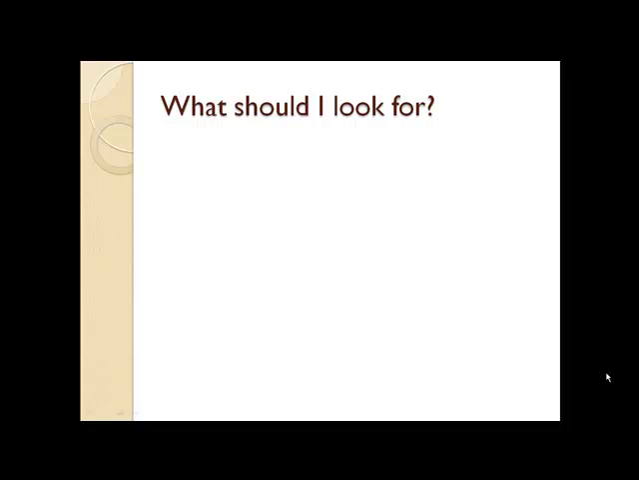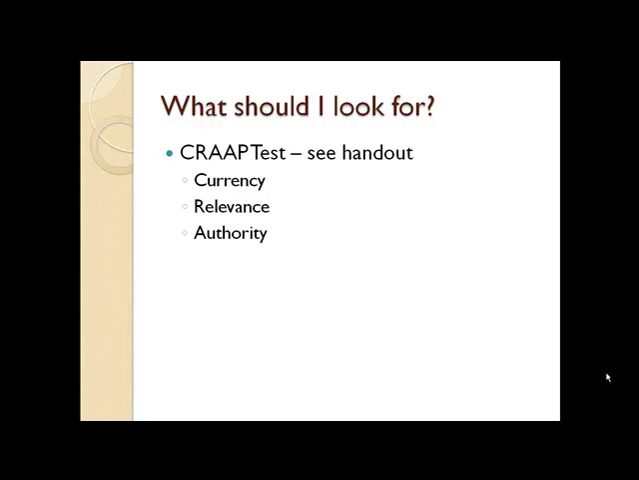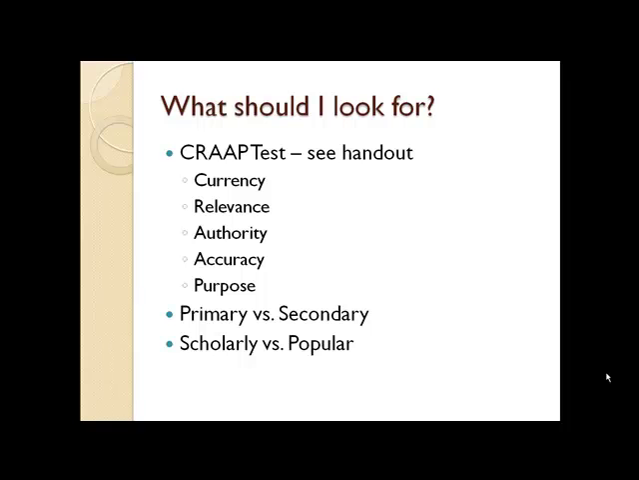So what should you look for when evaluating a resource? You should put your resource through the CRAP test, and there's a handout for that. But the CRAP test consists of 5 things that you want to be looking for: currency, relevance, authority, accuracy, and purpose. You'll also want to look at whether it's a primary or a secondary source, and whether it's a scholarly or a popular source. And I'm going to now explain what all these things are.